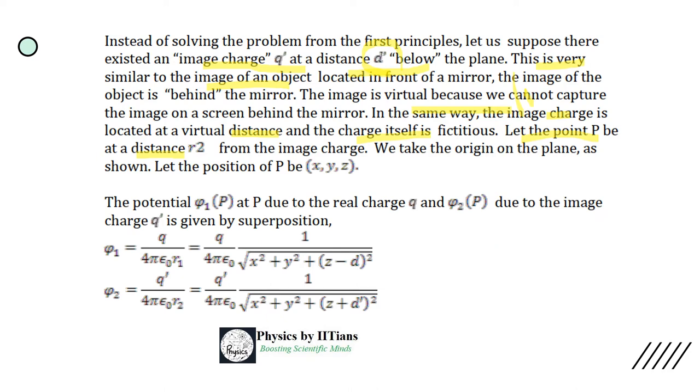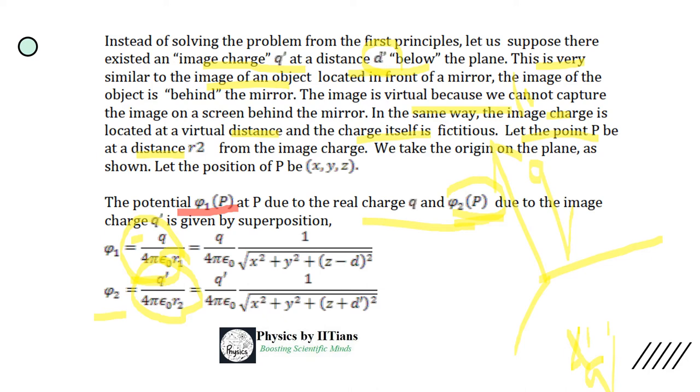Now come to the point that the potential phi at point P is due to the real charge Q and due to the imaginary charge Q prime. So phi1, for the real charge, is Q by 4 pi epsilon naught R1, since the distance between them is R1, and phi2, due to the image charge, is Q prime by 4 pi epsilon naught R2. Now look here, what will be R1 and what will be R2? We have taken XYZ, so along Z the charge is at a distance D, plus Q, and at a distance D prime, that is now Q prime.